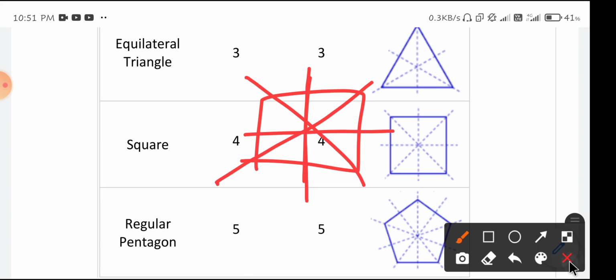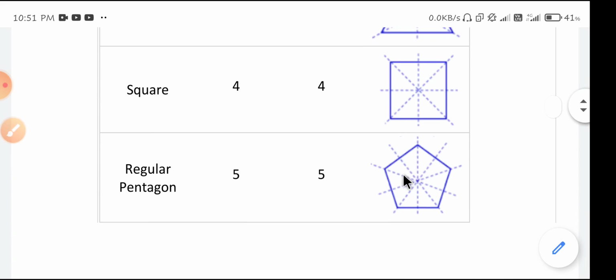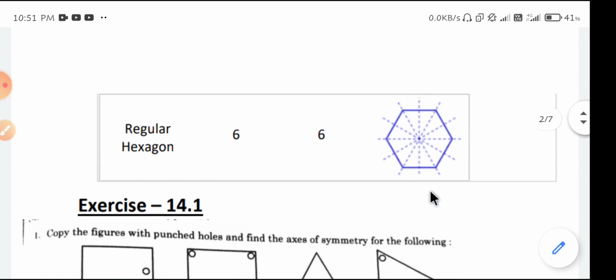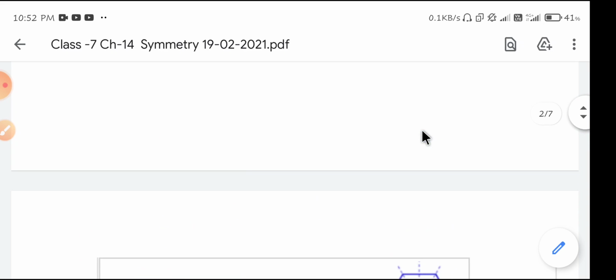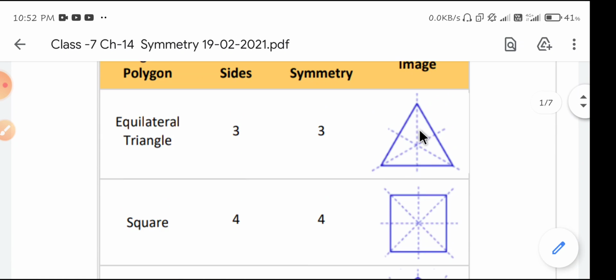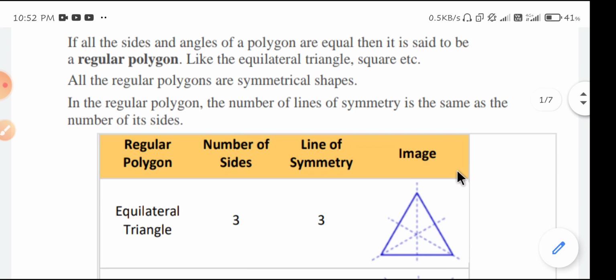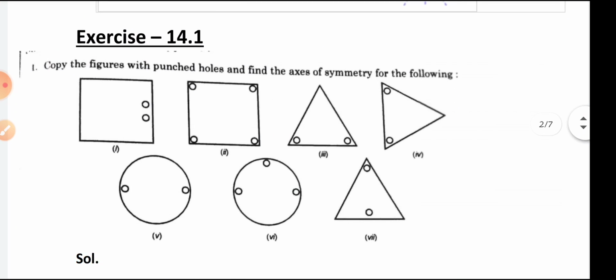Then regular pentagon. Pentagon has how many sides? 5 sides. So how many lines of symmetry will be possible? 5. Same for hexagon. Hexagon has how many sides? 6. So 6 lines of symmetry will be possible. So we have already seen that in a regular polygon, the number of lines of symmetry is the same as the number of sides. Now exercise 14.1, question number 1.